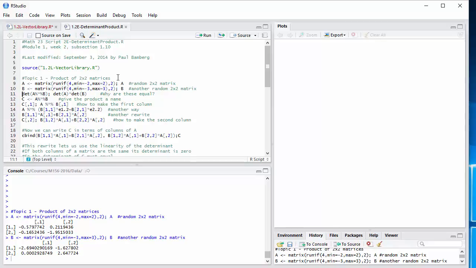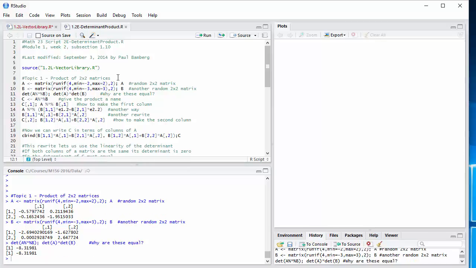Then I do 2 calculations. First, I calculate the matrix product of A and B. Remember, that's what %*% does in R. Having done that, I calculate the determinant of A and the determinant of B and multiply them together. And as you see, I get the same answer in both cases.